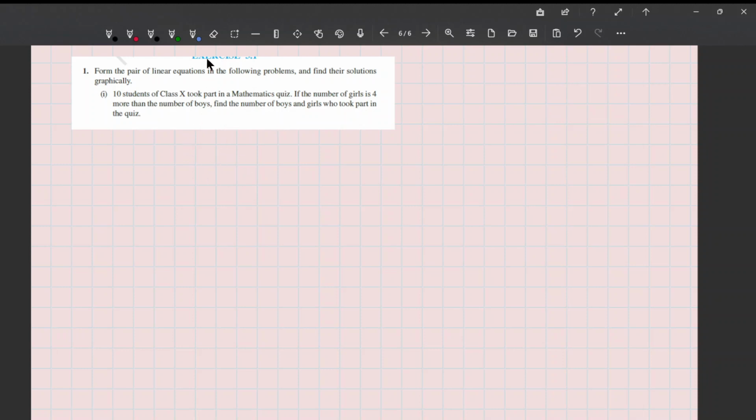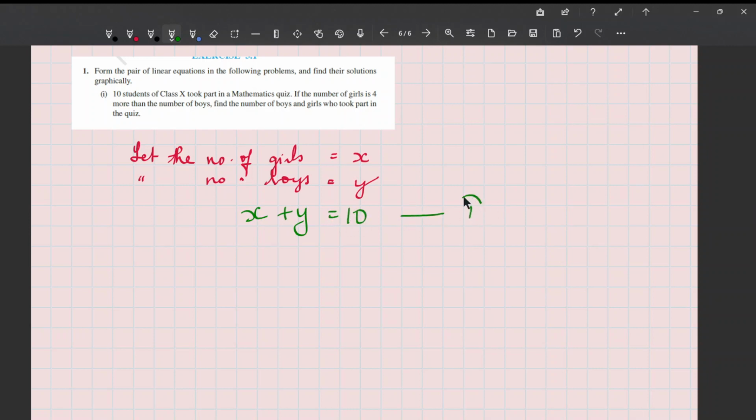So let the number of girls be represented by x, and let the number of boys be represented by y. We do not know the numbers, but what we know is the number of girls plus the number of boys is equal to 10. So now we have formed our first equation: x plus y is equal to 10. This is our first equation.